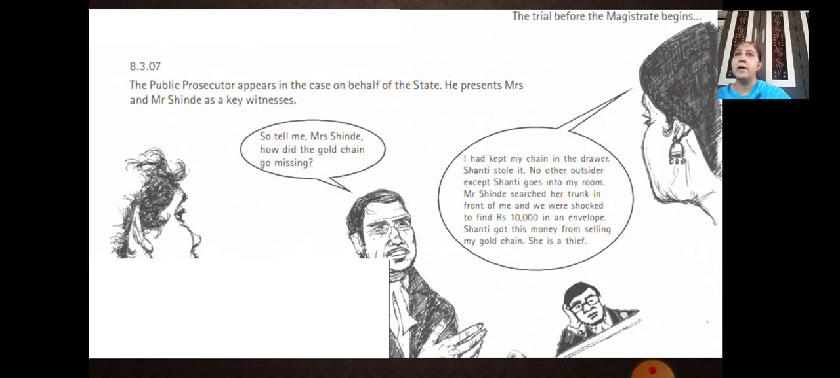Then what happened? I had kept my chain in the drawer. Shanti stole it. No other outsider except Shanti goes into my room. So Mr. Shinde searched her trunk in front of me and we were shocked to find rupees 10,000 in an envelope. So Shanti got this money from selling my gold chain. She is a thief. This is what Mrs. Shinde is telling about Shanti.